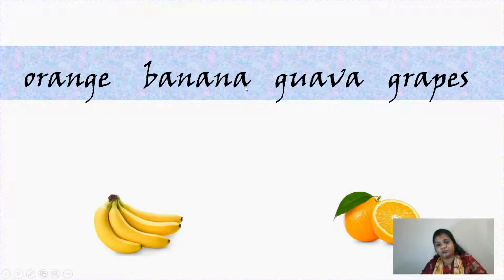Now orange, banana, guava and grapes. So first letters are O, B, G and G. So in O, B and G, B comes first. So we will write banana first. Then A, B, C, D, E, F, G. G comes next. But here children, you can see that we have 2 words with the letter G. So we will move to the next letter, U and R. So we know R comes first. So the second word will be grapes, and obviously then guava, and the last one is orange.